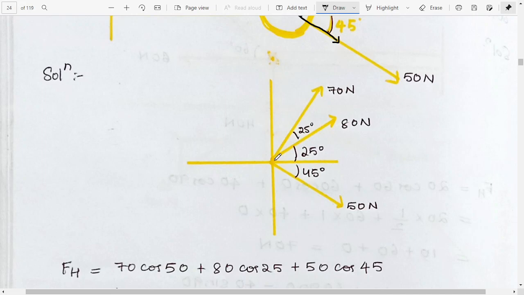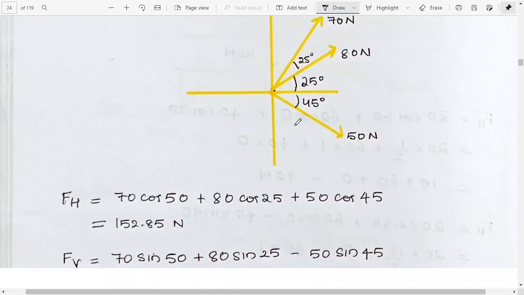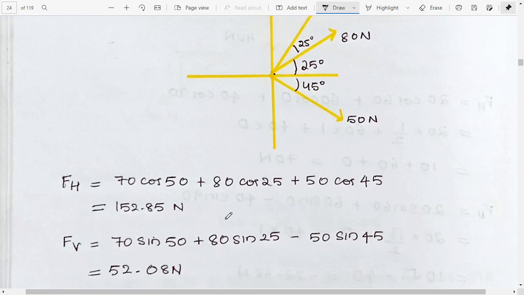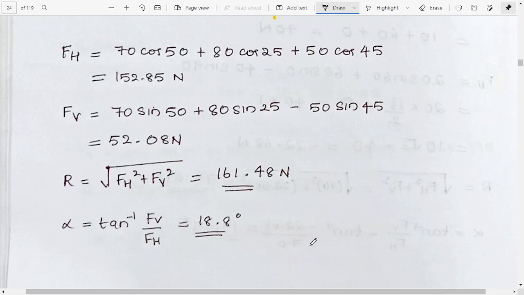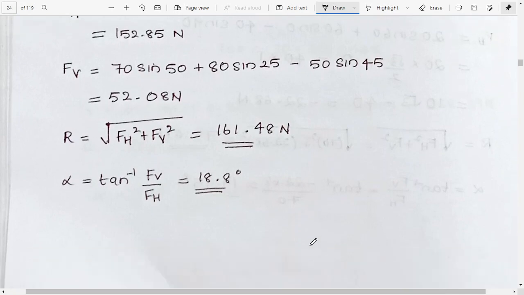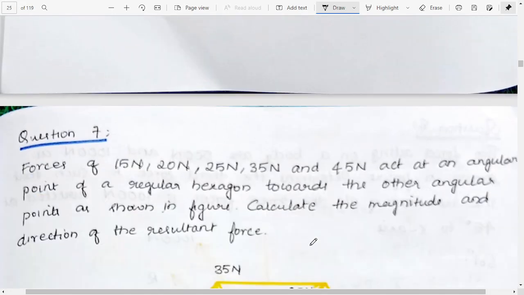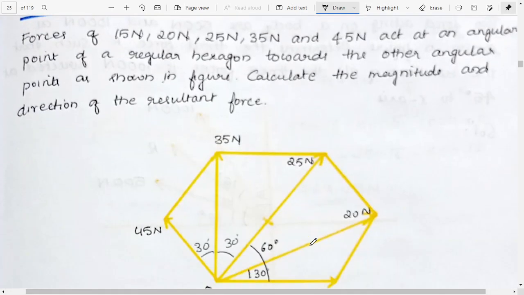If we take these angles, then we will be getting a value. Similarly we can find the vertical forces, which is 70 sine 50, 80 sine 25 minus 50 sine 45. We'll be getting another value, and if we take the resultant and alpha, we'll be getting these values. Okay, I hope you understood. Now let us move to the seventh example.